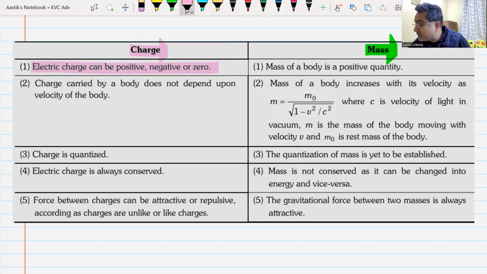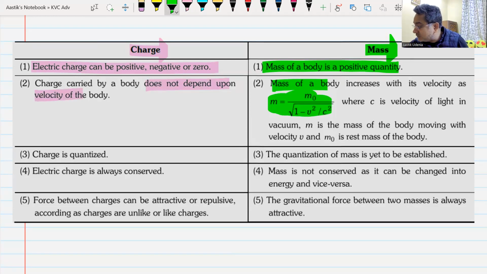Mass is always positive. Therefore, the gravitational field was only in one direction. Electrostatic field and electrostatic force can be attractive as well as repulsive. Charge does not depend on velocity or speed. Mass depends on speed. We remember this relation, yes or no? Yes, sir.